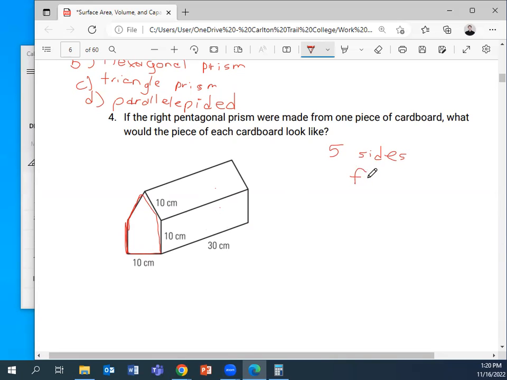Or we normally call it the faces. It's the faces of the shape. How many of them are there? The front and the back. There's 2 of them, right? So there's the front and the back, or the 2 faces. There's the bottom, and then there's these 2 shapes here and the ones on the opposite side of it. So there's a total of 7 faces here. So I know whatever net I make needs to have 7 faces.